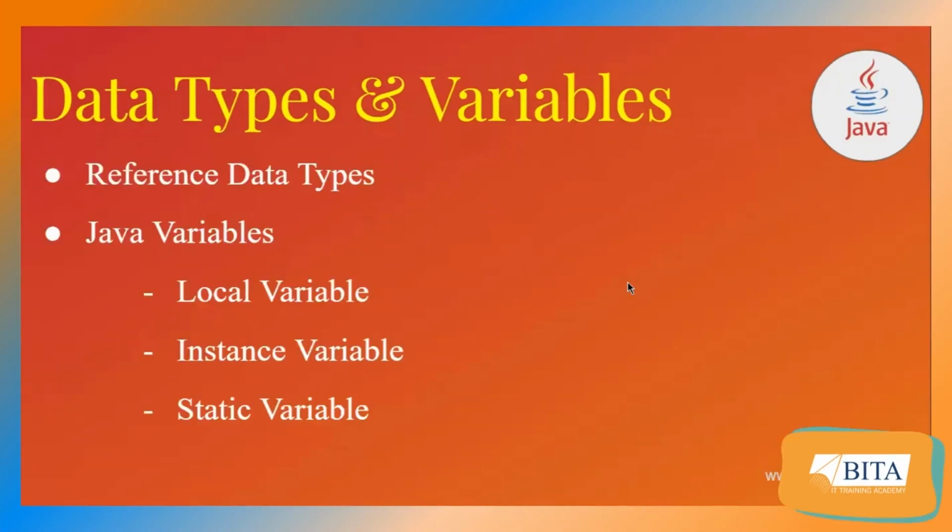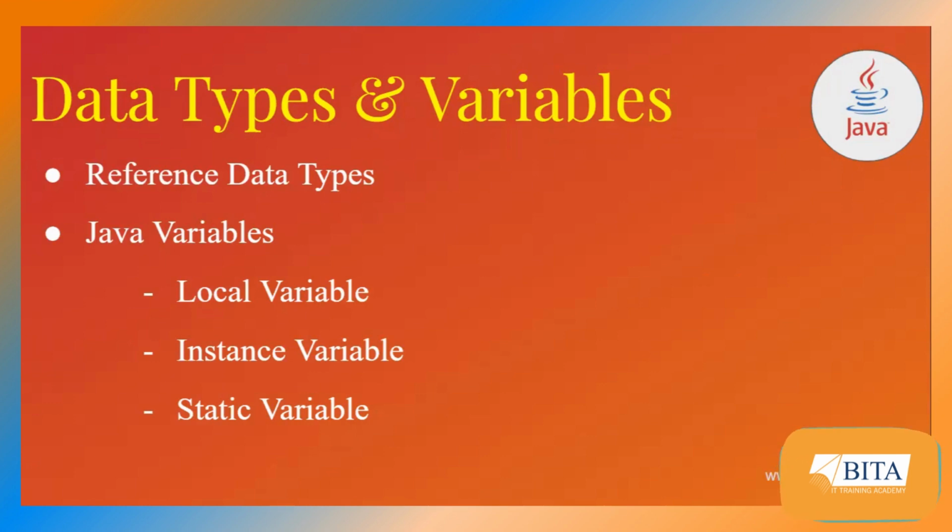Today in this video, we are going to see about reference data types and variables. In the last video, we have seen what a data type is and the types of data types. That is primitive, and the types of primitive are 8 types. We have seen everything with an example. So now let's see what a reference data type is.